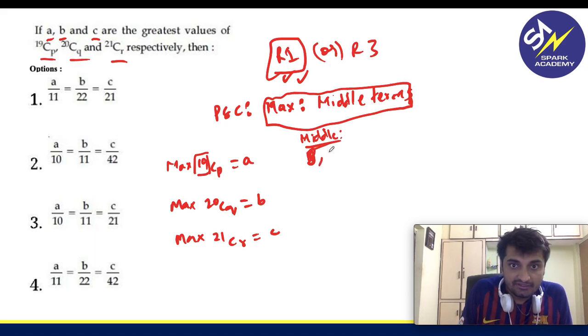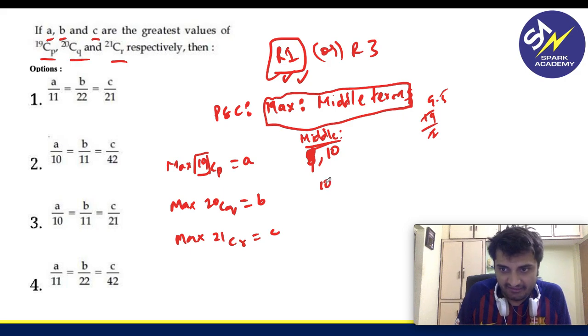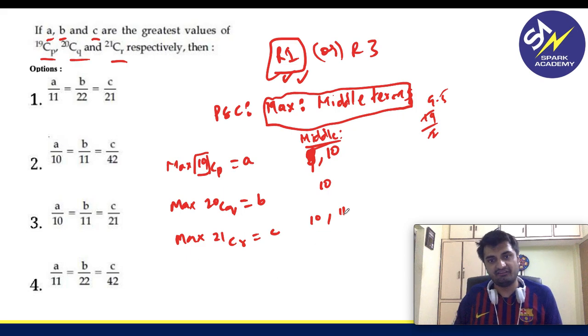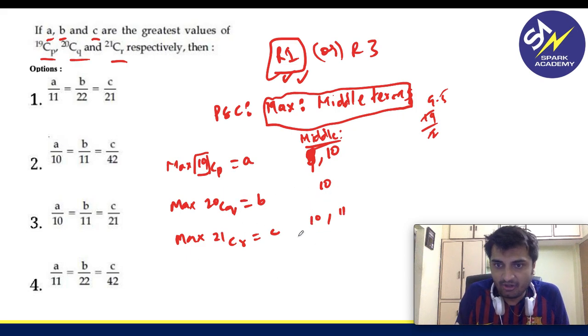Or it is what? So 19 by 2 is what actually? This is 9.5 actually. So either it is 9 or it is 10, correct? Same thing, 20 by 2, exactly one term, only one term, middle term 10. Here 21 by 2 is 10.5, so either it is 10 or 11. So you see 21C10 or 21C11.